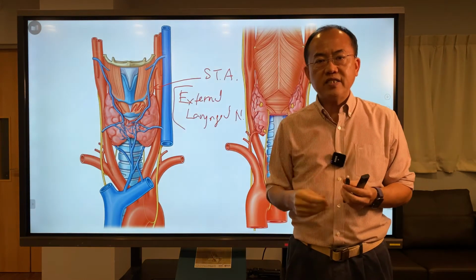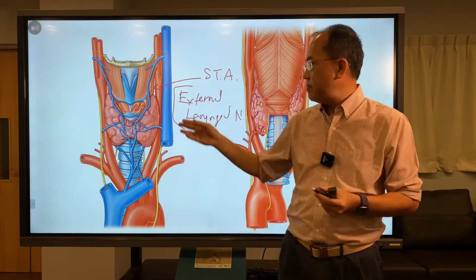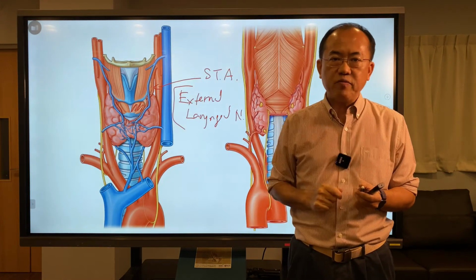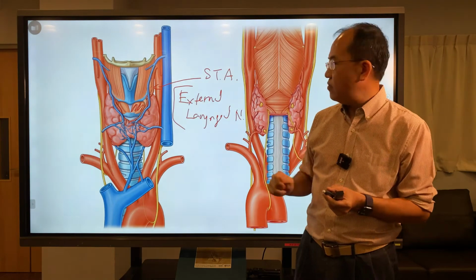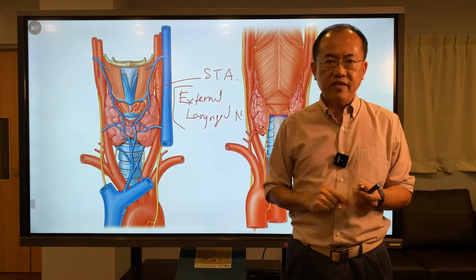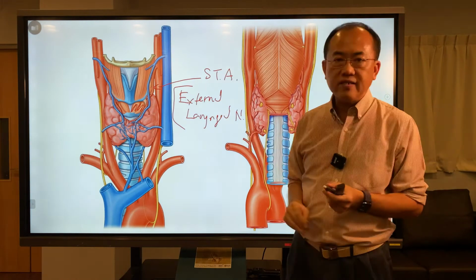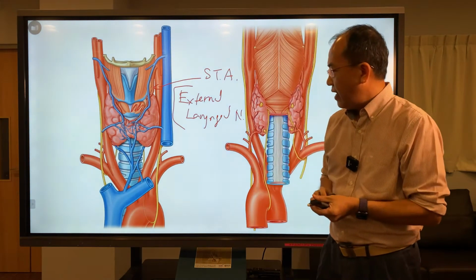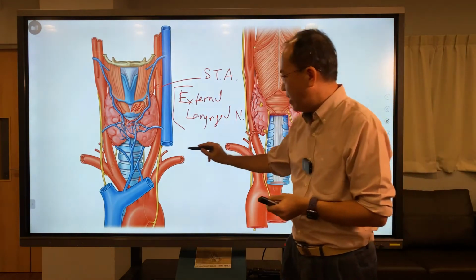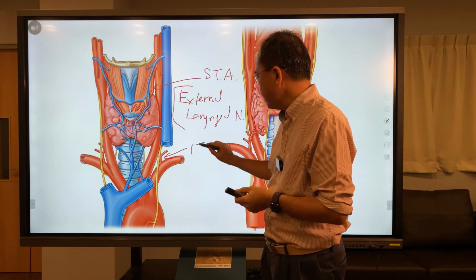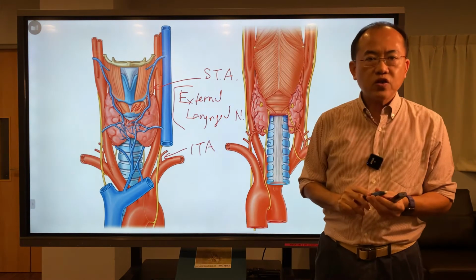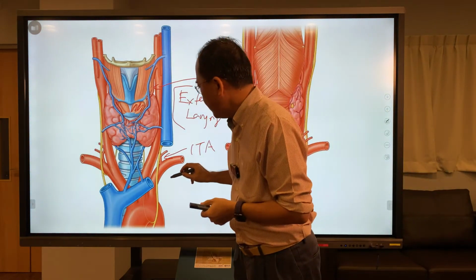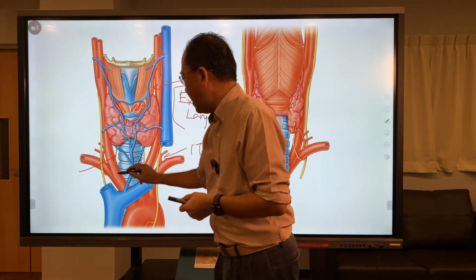During operations of the thyroid gland, sometimes we need to ligate the superior thyroid artery, and the surgeons have to be very careful of the external laryngeal nerve, because if they were to sever it, then you have difficulty screaming. And the other thing that you need to take note of is the inferior thyroid artery, which is also close to another nerve that supplies the larynx.